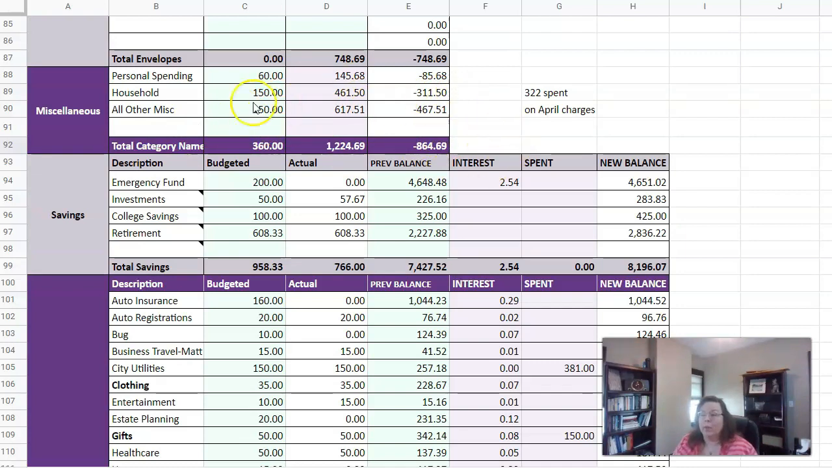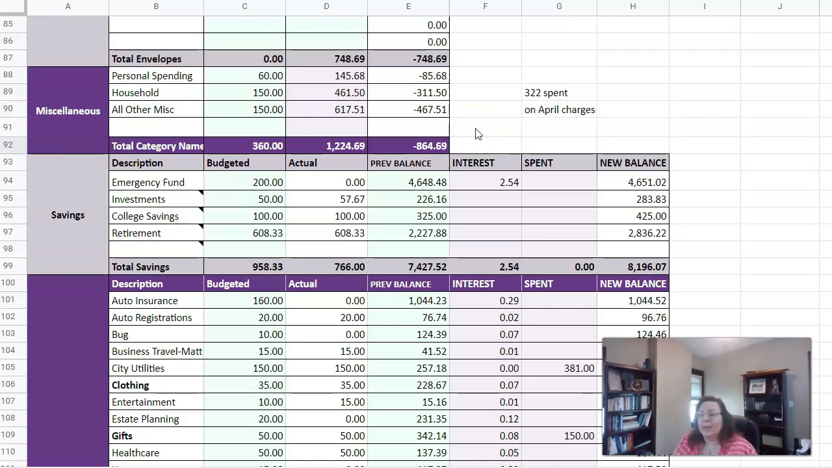And this really shows the spending spiral. But I do want to note, I made a note here that of this, between these two lines, 322 of that was spent on April charges. So that takes us down to like 540 that we were over in the month of May. Again, cleaning up things from April so that we can finalize and stop using that card and move it to the debt section.